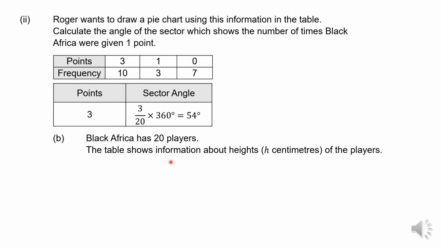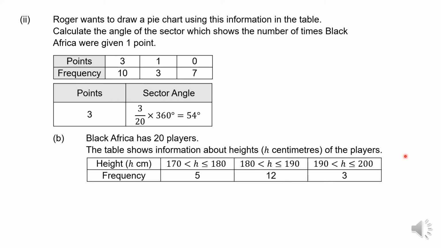Now, they say Black Africa has 20 players, and this table shows the information about the heights of these players. So 5 players have a height between 170 and 180, 12 players have heights between 180 and 190, and 3 players have a height between 190 and 200 centimeters, about 2 meters. It's very important that you know that we don't know exactly, for example between 180 and 190, what their heights are. We just know that 12 of them have that height. So we group them there.